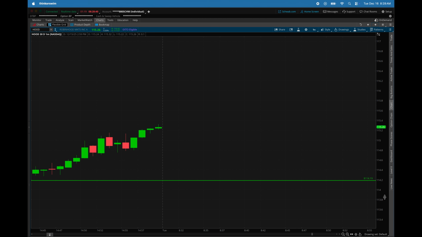I'll be trading Robinhood stock. Ticker symbol is HOOD on the 1 minute time frame. One stock, one time frame, one trade a day if my setup appears.